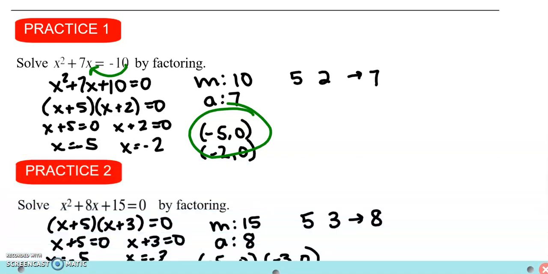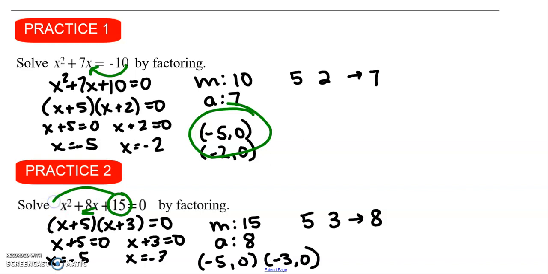Second one, already in standard form, which is good. I need to then multiply to 15 and add to, multiply to 1 times 15 and add to 8. So 5 and 3 were my winning numbers. I go ahead and factor, and I end up with x equals -5 and x equals -3.